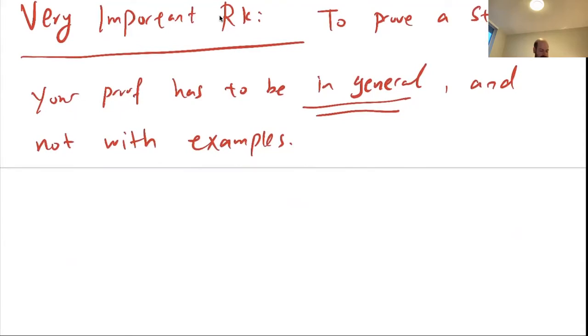Okay, but this is in the case that you want to prove that a statement is true. But what about if you want to show that the statement is false? Should we still give a proof in general, or do you think in that case, providing examples would be enough?